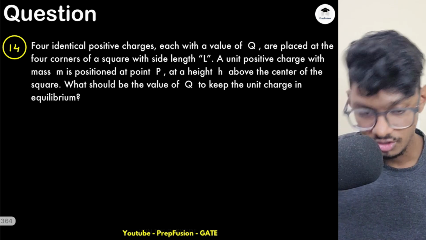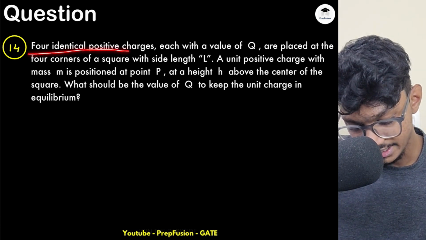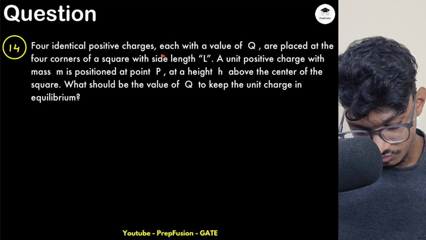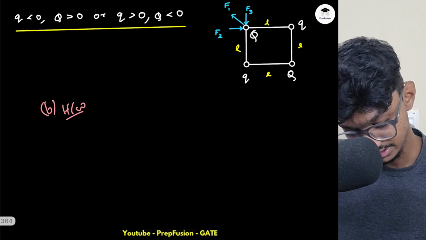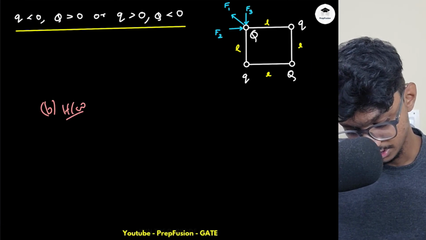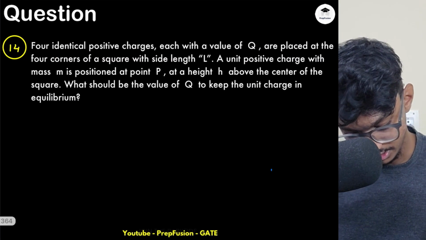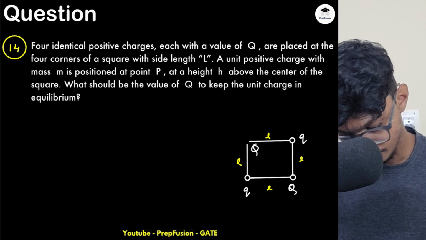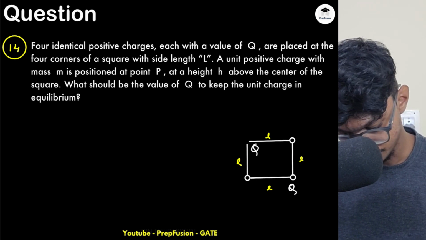Okay, so now let's solve this next question. This next question is also interesting. Here we have 4 identical positive charges, each with a value of Q, placed at the 4 corners of a square with side length L. So say this thing is same only. Here just all of them are identical, and they have a charge of Q.